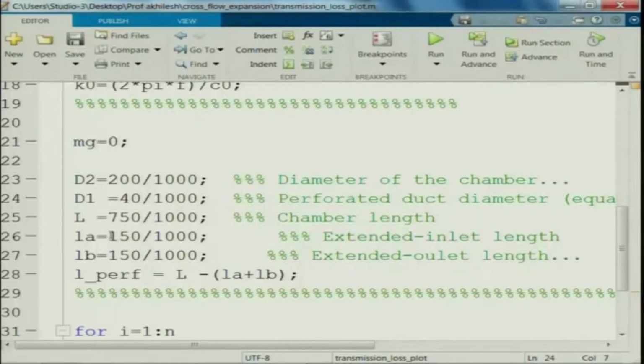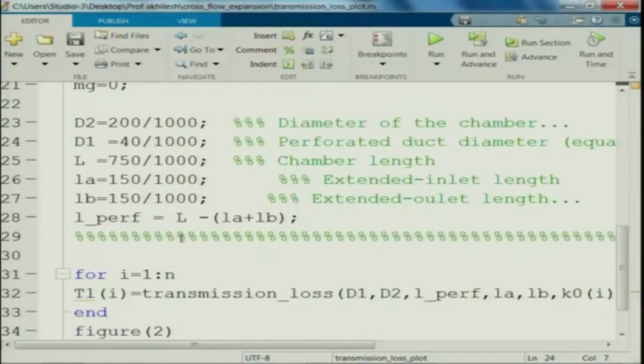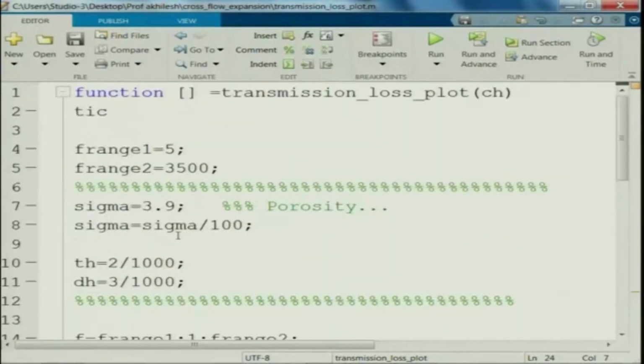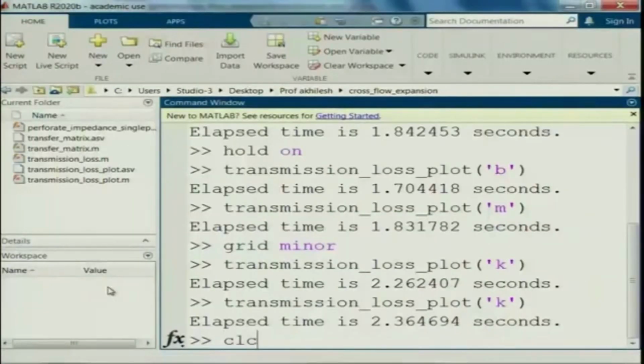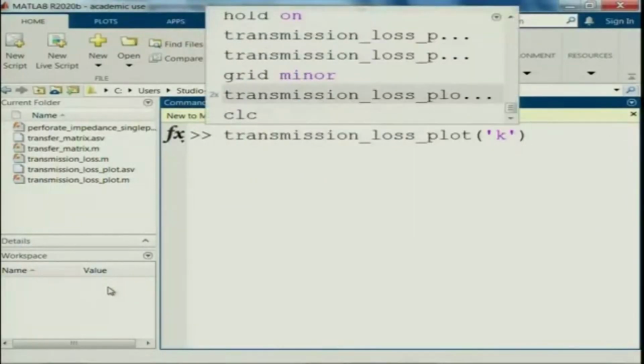The idea was to bring in some substantial neck extension values compared to the perforated length, and see what sort of curve you get. Let us take a realistic value, a highly porous duct I would say, let us say 20%, and we may not go to such a large frequency because plane waves would not be valid anyway. So I will clear this and plot it.